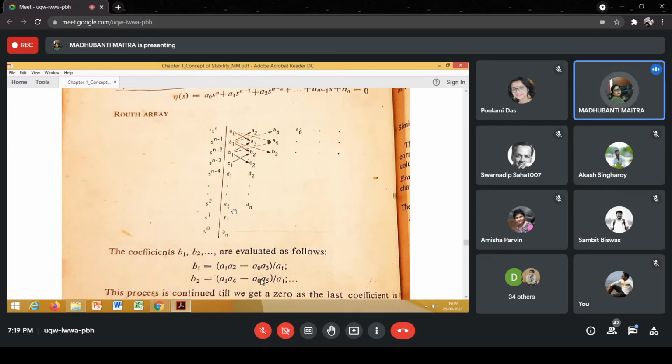Now, remember one thing. If the system is unstable, then Routh stability criterion tells us how many roots are there in the right half of the s-plane. But from the Routh stability criterion, we don't get the information about the locations of those roots which are lying in the right half of the s-plane. Only how many roots are there in the right half of the s-plane, if the system is not stable, that information can be obtained from Routh stability criterion.